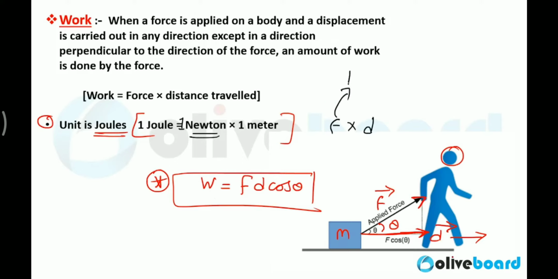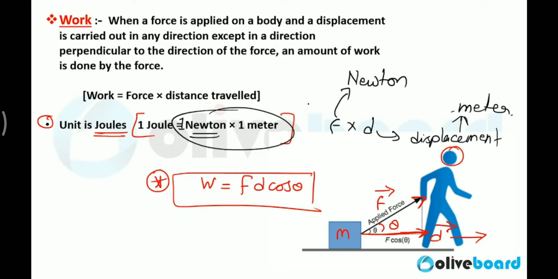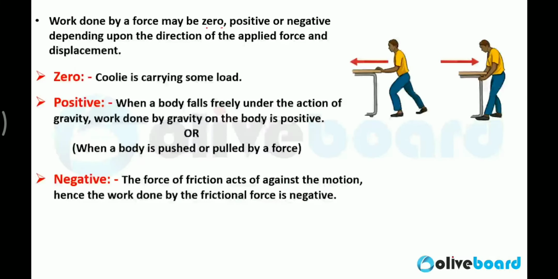F is force, and its SI unit is Newton. D is displacement, which is nothing but a distance. What is the SI unit of displacement? It is meter. So Newton meter is another unit of work, and the SI unit is joule. Clear? Very, very easy.